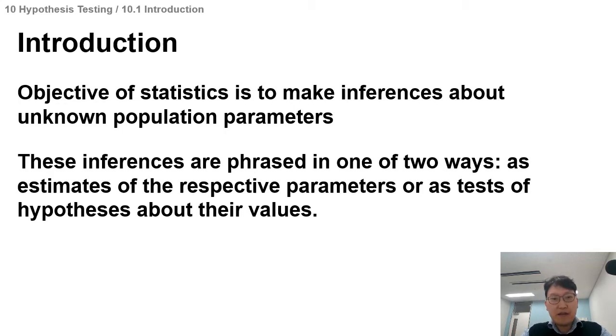In hypothesis testing, the objective of statistics is to make inferences about unknown population parameters, and these inferences are phrased in one of two ways: as estimates of the respective parameters or as tests of hypotheses about their values. In previous chapters, chapters 8 and 9, we learned how to estimate the respective parameters. So in chapter 10, we are going to learn how to test hypotheses. Okay, so this is a short introduction to hypothesis testing.